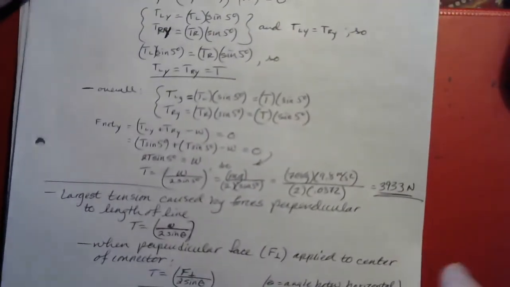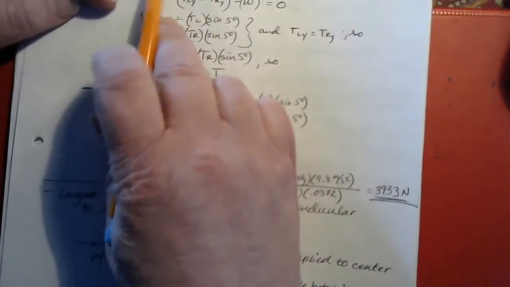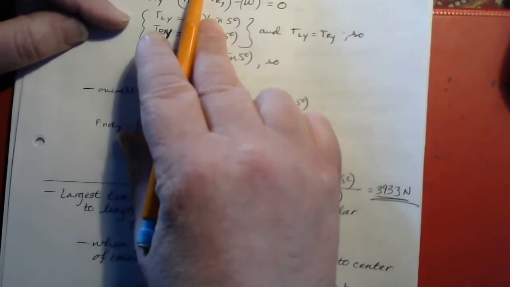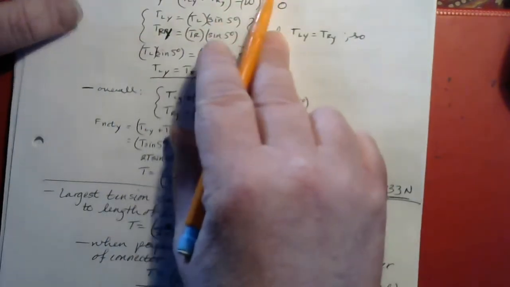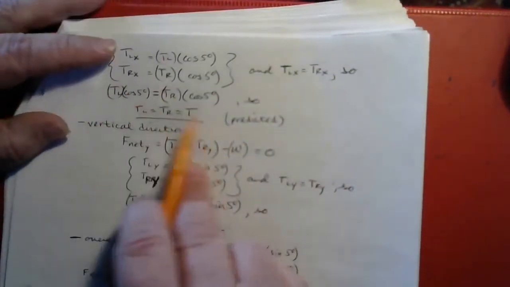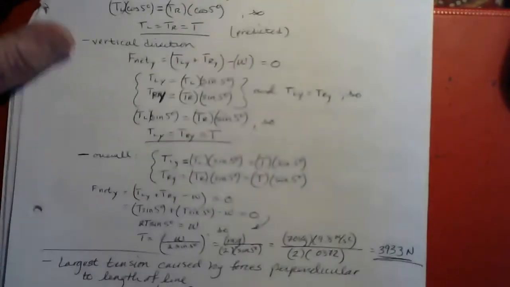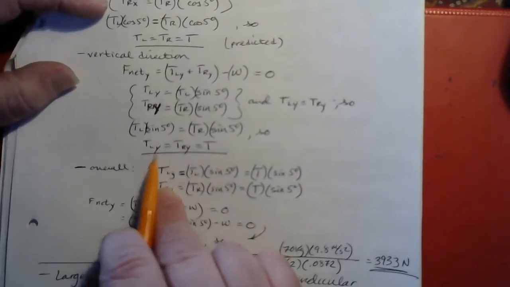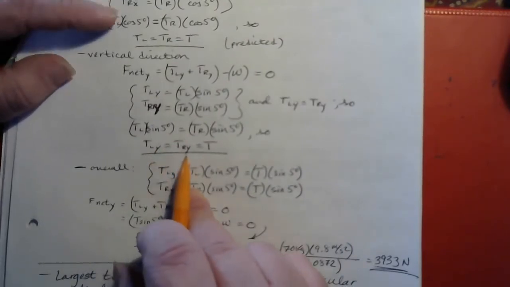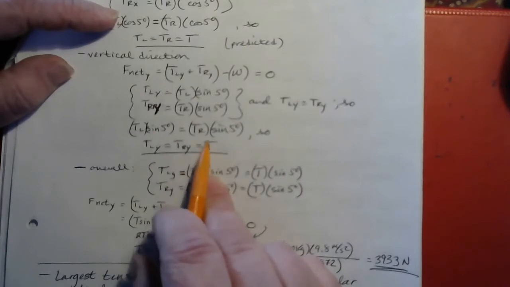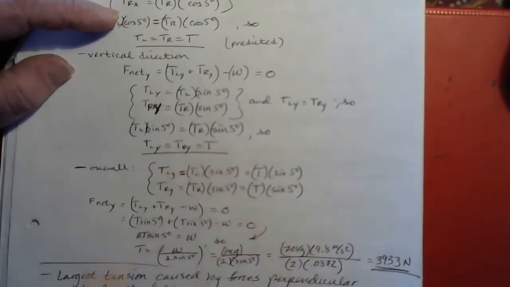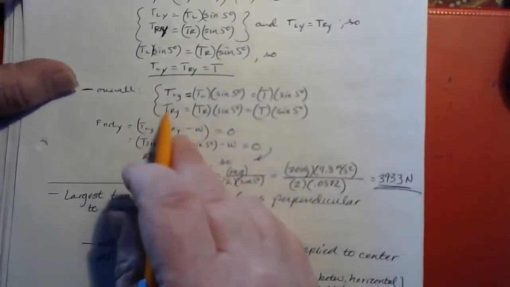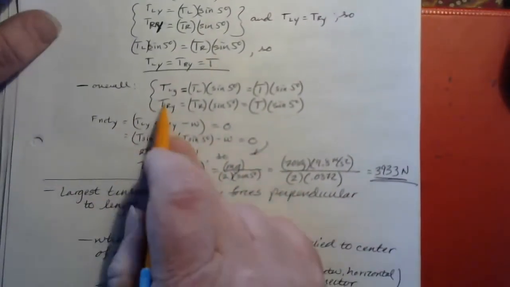Okay, so we can go through some processes here and prove that TL is equal to TR, which is equal to the overall tension, as we predicted. And we can go through vertically also and prove that the Y component of the tension to the left is equal to the Y component of the tension on the right, which is equal to the overall tension, which we predicted also. And overall, this is kind of the more important part.